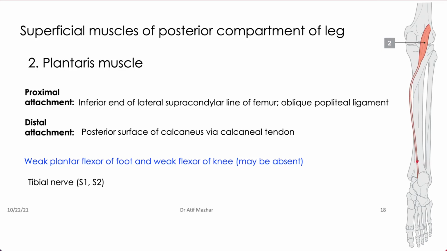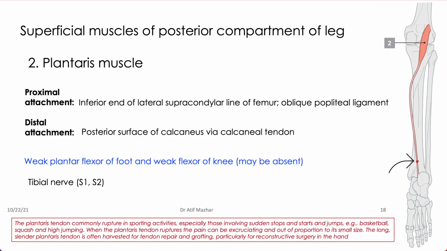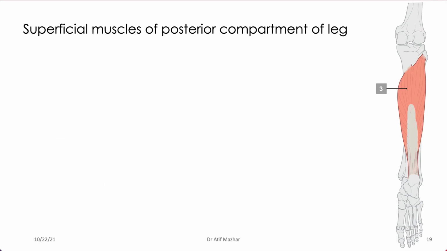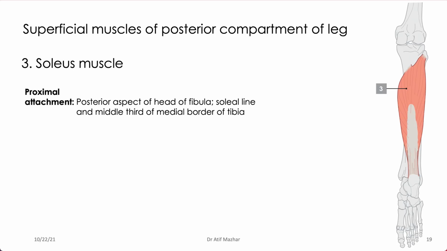Now, we talked about this injury here, and it's a really painful injury. And then the last muscle of my superficial group of muscles, look at it, this looks like a fish. We call it the soleus muscle, and it forms the bulk of my calf. And this muscle, proximally, is coming from the posterior aspect of the head of the fibula, the soleal line, and the middle third of the medial border of the tibia.